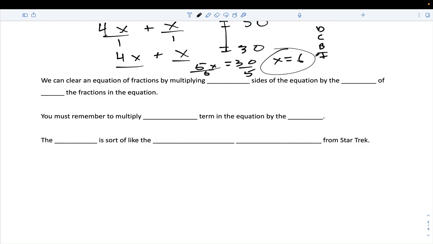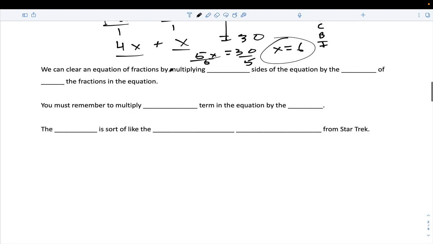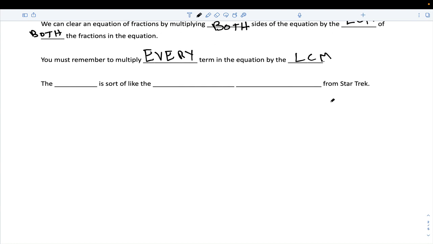Here's the big idea for today. We can clear an equation of fractions by multiplying both sides of the equation by the LCM of both fractions in the equation. You have to remember to multiply every single term in the equation by the LCM. You can't just pick and choose one of them. For it to be legal, you need to multiply every term.